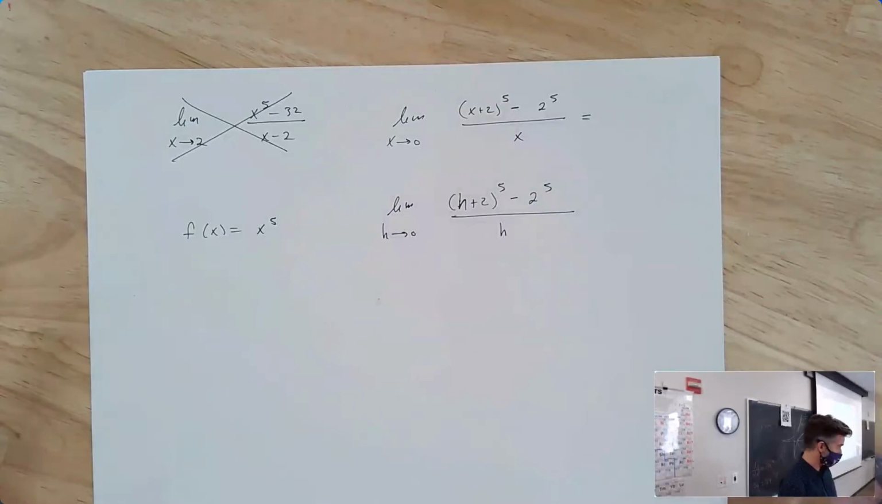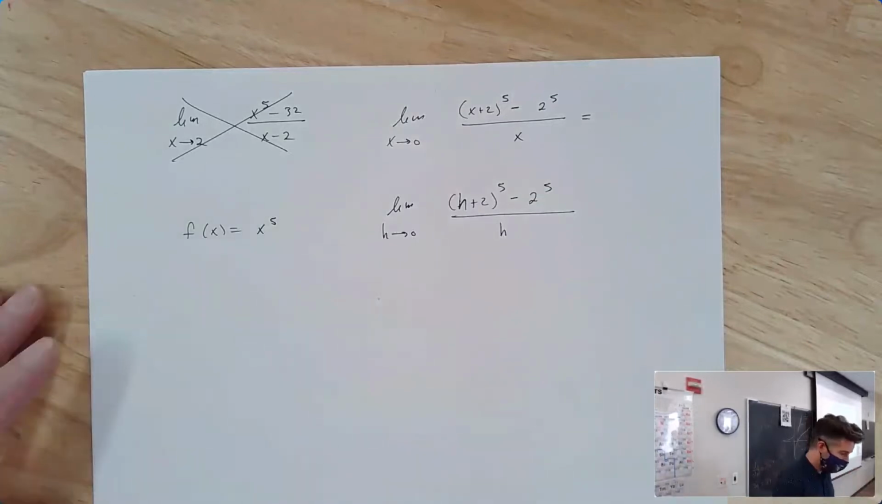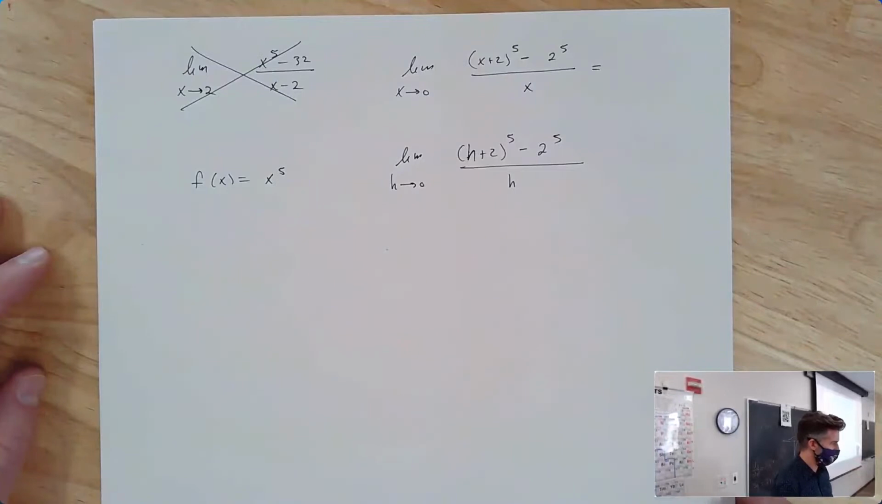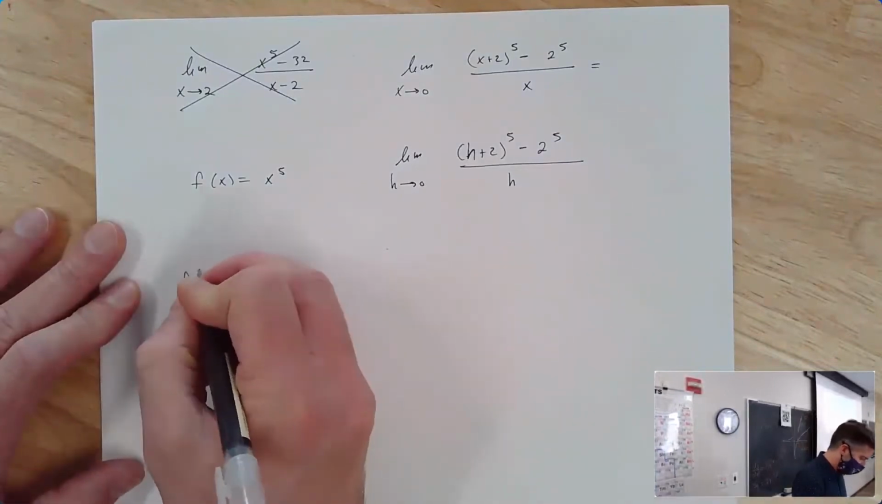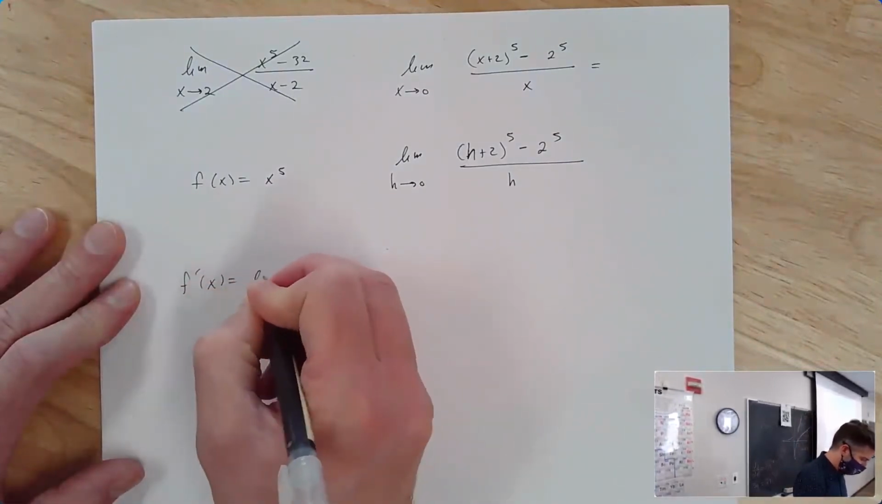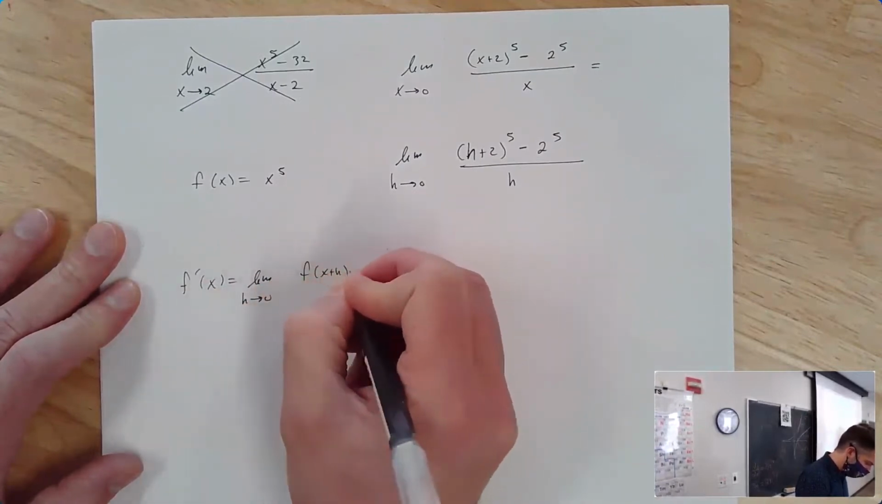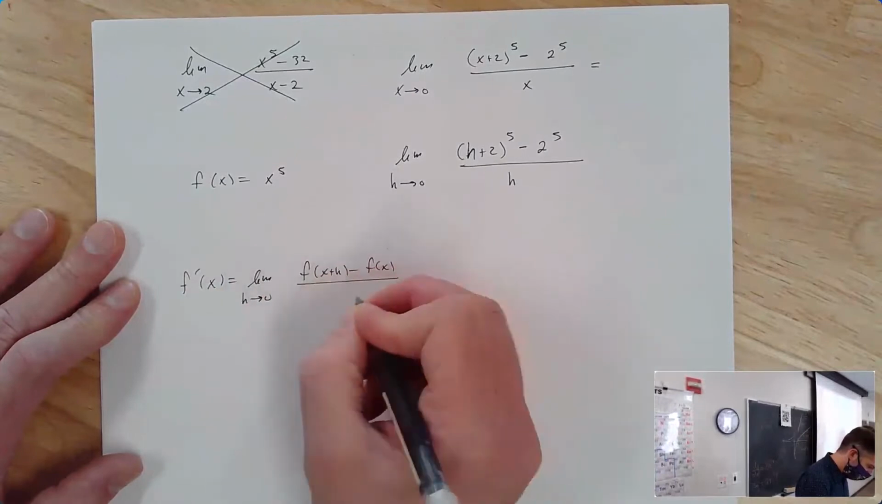Right? Those are the same. I can replace every x with an h, and it should be the same thing. So this is the derivative of something evaluated somewhere. I know that f prime of x is the limit as h goes to 0 of f of x plus h minus f of x all over h.